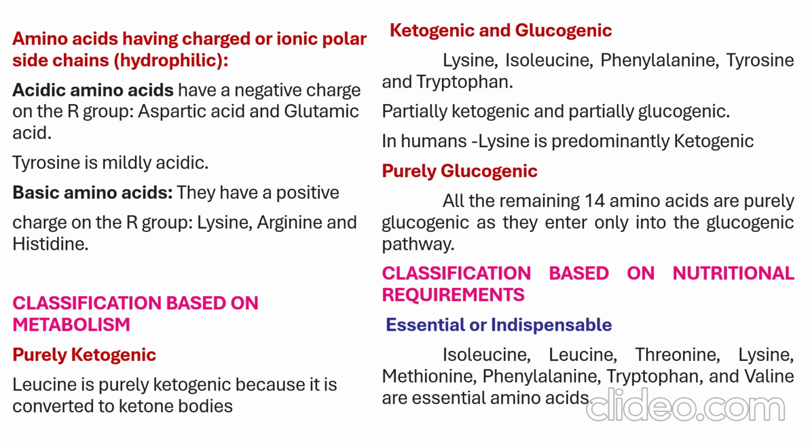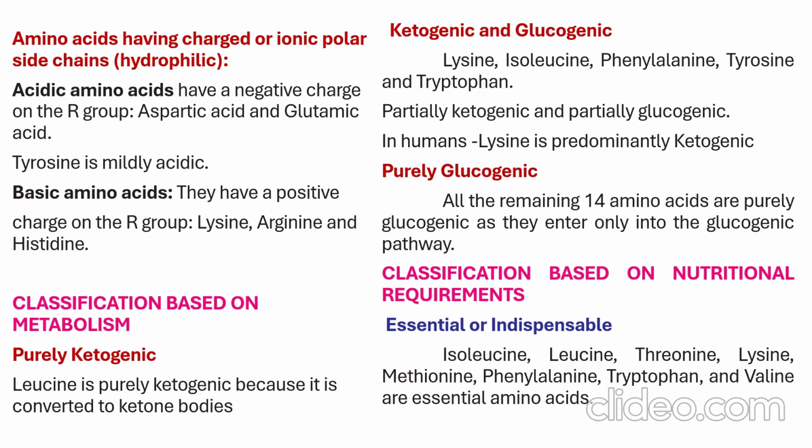Based on metabolism, amino acids are classified into purely ketogenic, ketogenic and glucogenic, and purely glucogenic. Leucine is purely ketogenic because it is converted into ketone bodies. Lysine, isoleucine, phenylalanine, tyrosine, and tryptophan are partially ketogenic and partially glucogenic. However, in humans, lysine is predominantly ketogenic.